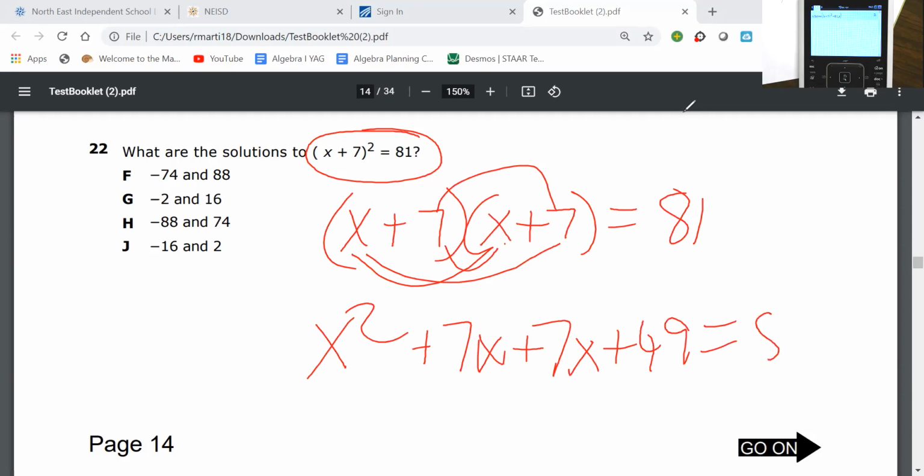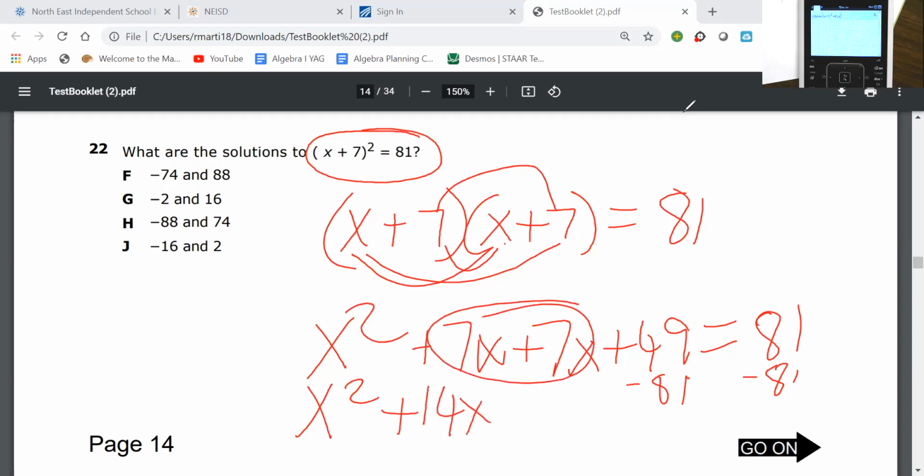It's equal to 81. But you have to set it equal to 0. So you have to subtract 81 from both sides. And you end up with x squared plus 14x, because I combined these two. 49 minus 81 is negative 32, equal to 0. Now you have a quadratic in standard form. If you look at the calculator again, there's another thing you can use here.